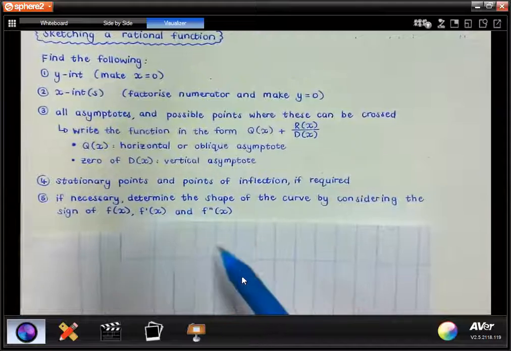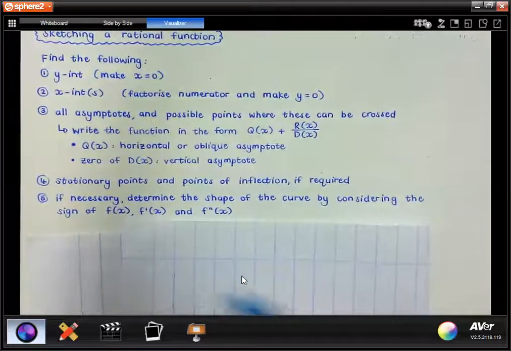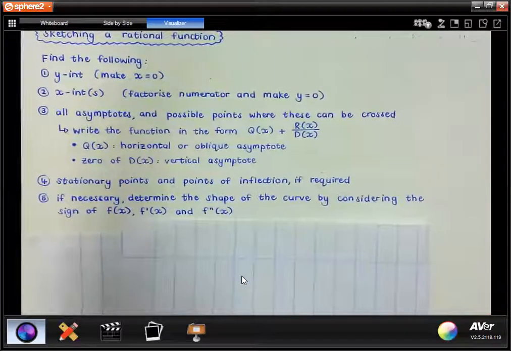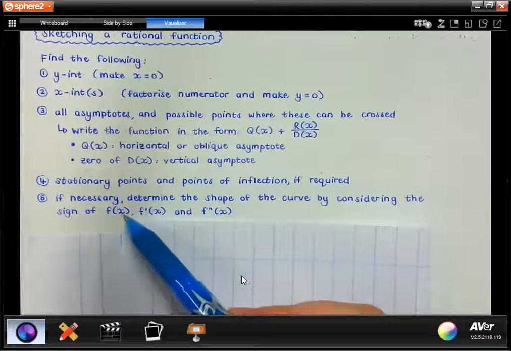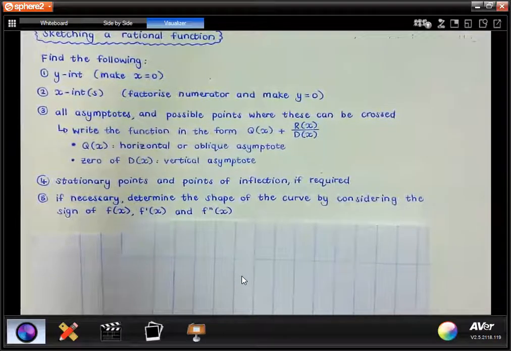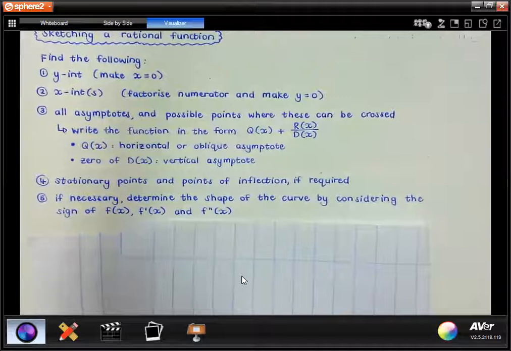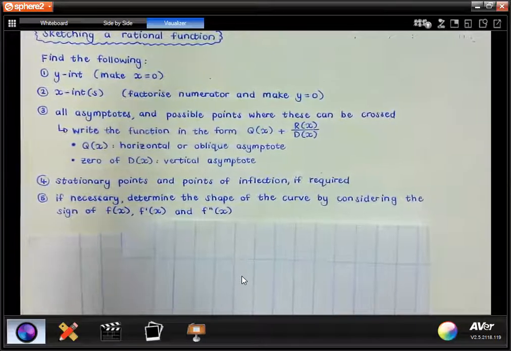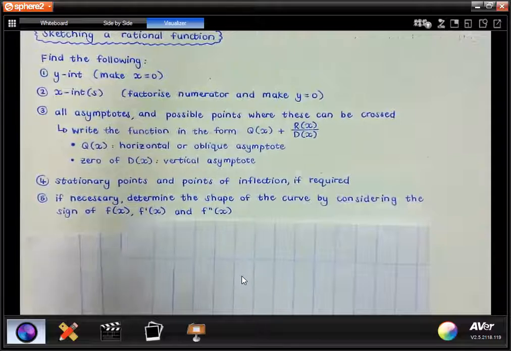And then, like we said 2 weeks ago, if you have a bunch of points, but you don't actually know how the graph looks, you can look at the signs of f, the signs of the derivative, and possibly the second derivative to figure out the concavity. We are going to do some practice in that as well. And that can help you to actually figure out what the graph is going to look like.